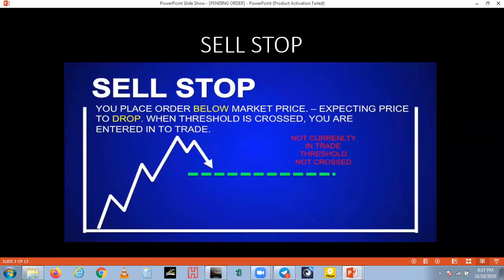So in the stop order, we have the sell stop. Sell stop, you place order below market price, expecting price to drop when threshold is crossed. You are entered when threshold is crossed, you will enter into the trade. So if you look at this now, this is just a picture of what sell stop is actually about. Market has been going up and you're expecting it to sell, which means you're expecting it to drop or to fall. It's when it comes down. So what do you do? You enter your sell stop.